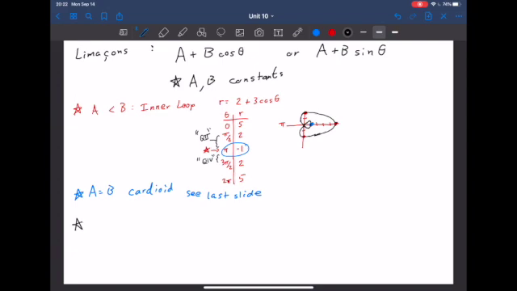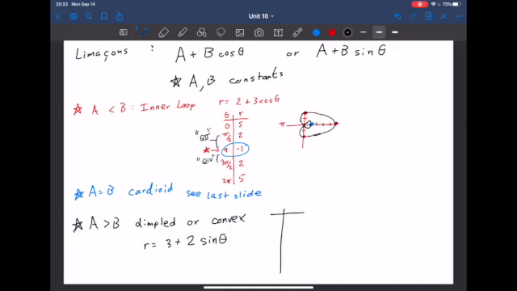Okay. The third case would be if A was greater than B, right? This would be what we call either a dimpled or a convex limaçon. Let's look at r equals 3 plus 2 sine theta. The last two examples we did were cosine. And just like with circles, the cosine means we're going to be centered on the x-axis, whereas the sine means we're going to be oriented in the y direction, either up or down.